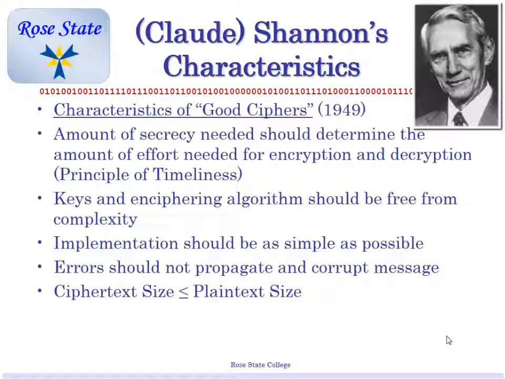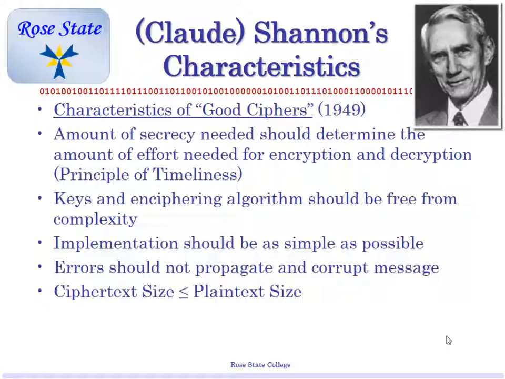What if that correction propagated through the whole video? Then you wouldn't be able to watch it. That's what he's talking about there. And the last one, the ciphertext size should be less than or equal to the plain text size. In other words, if we have plain text that's 80 characters, the ciphertext should be 80 characters or less. You wouldn't want plain text of 80 characters turns into ciphertext that's 200 characters. Wouldn't want that. Okay?